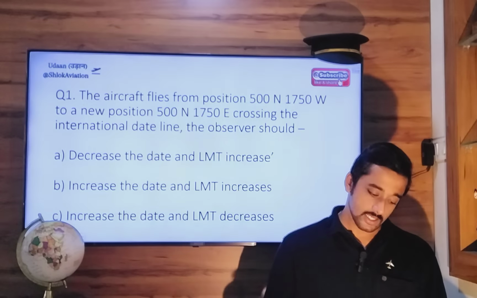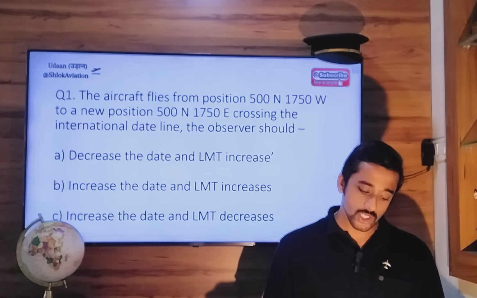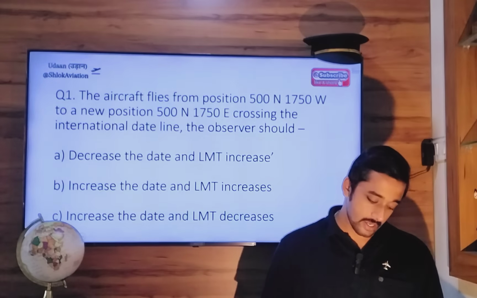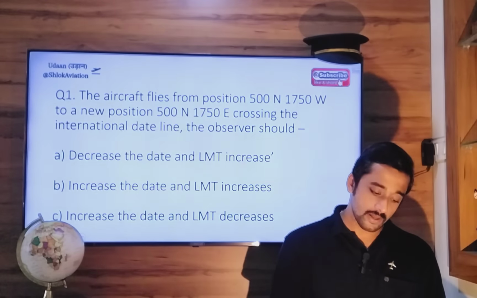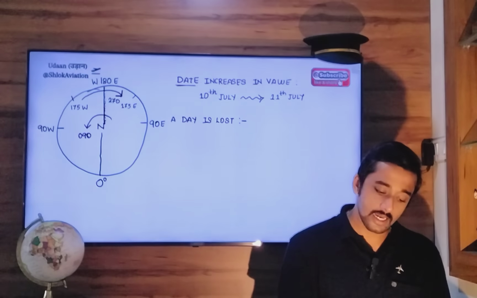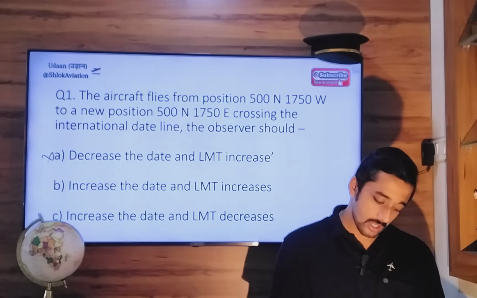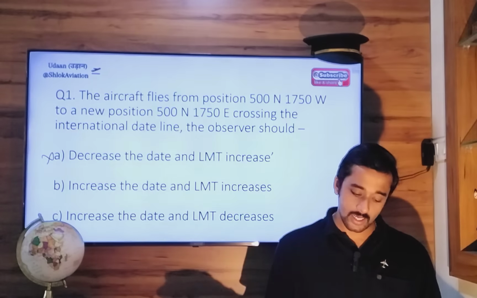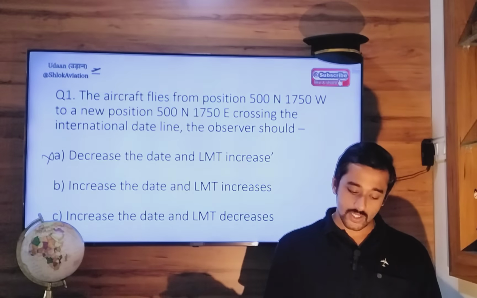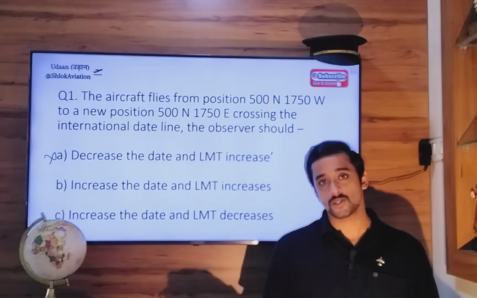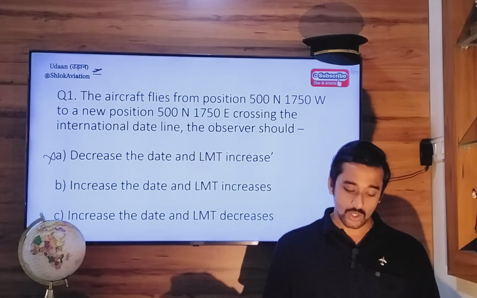So the answer is: the observer should increase the date. What happens to the value? The date increases in value. Increase means you have to add. So eliminate option Alpha. We are left with Bravo and Charlie. Increase the date, yes. What happens to time? LMT increases or LMT decreases?